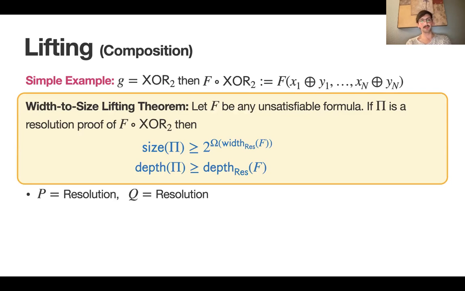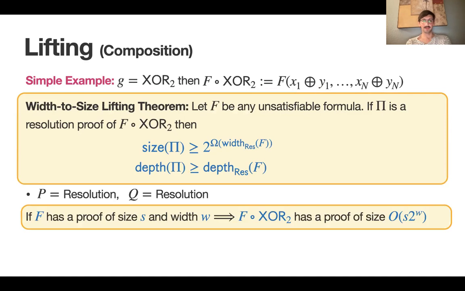In this case, P is the resolution proof system, and so is Q. But we're lifting one parameter to a different parameter. One thing I should mention is that this width to size lifting theorem is almost tight. If F has proofs of size S and width W, then the composed function has proofs of size S times 2 to the W. So up to this S factor, this lifting theorem is tight.